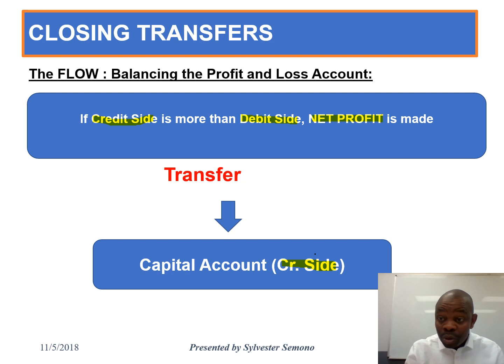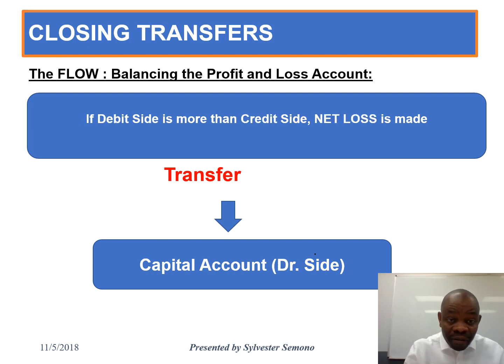But sometimes we make losses. So if our debit side is more than the credit side, this will mean that we made a loss. And again, this loss will affect capital, but it will have to decrease capital. That's why we must go to the debit side of what? Of capital. Remember, this is when you are balancing the profit and loss account.